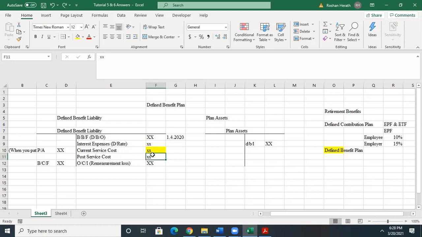It can be an increment or even a decrease, right? If you take 1.5%, it increases. If it is changed to 0.5%, then there would be a decrease. That is basically the past service cost.